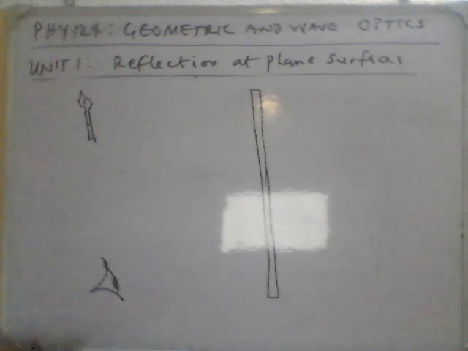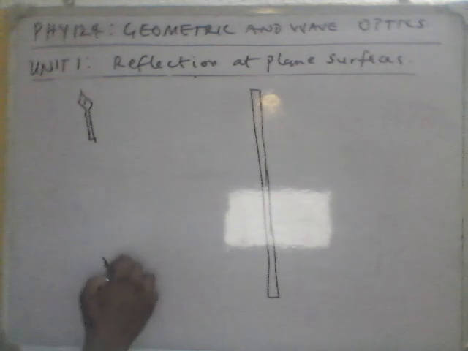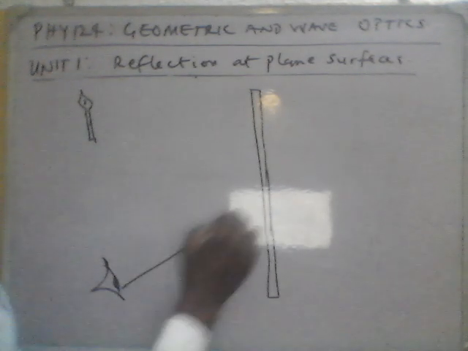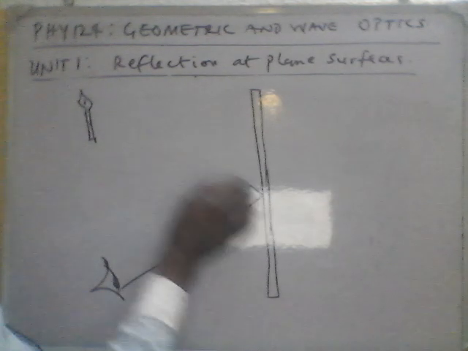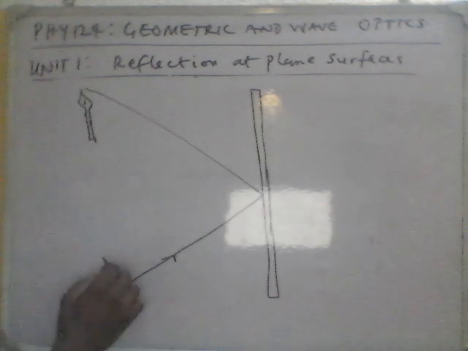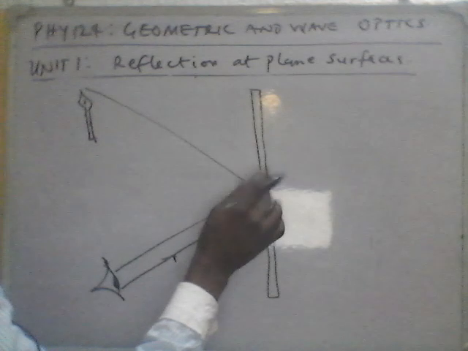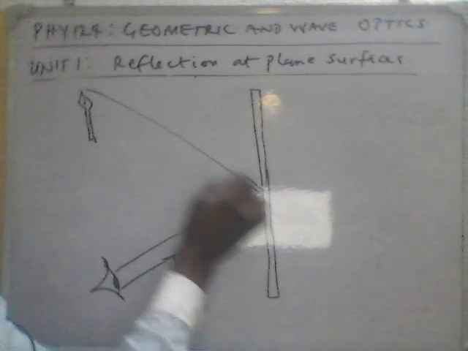So from what we looked at in the mirror, there is an incident ray from the eye of the observer that hits this mirror and it's reflected like this. Another one again, reflected like this.